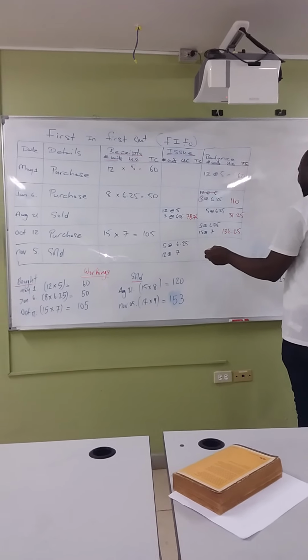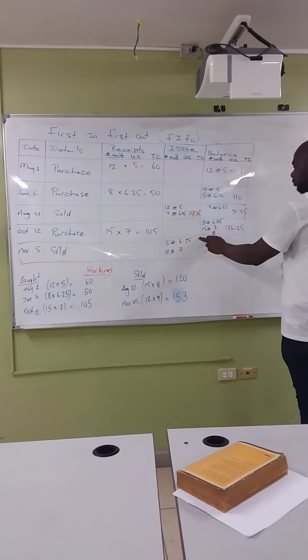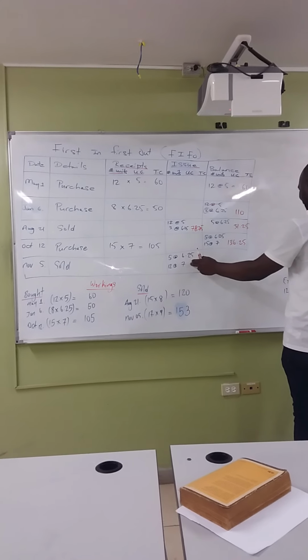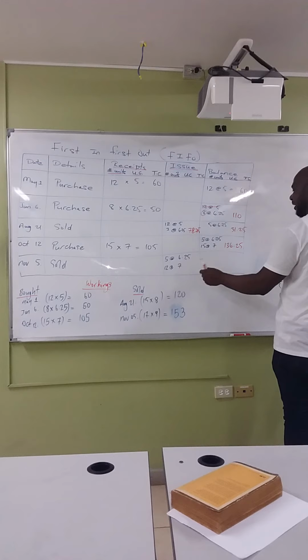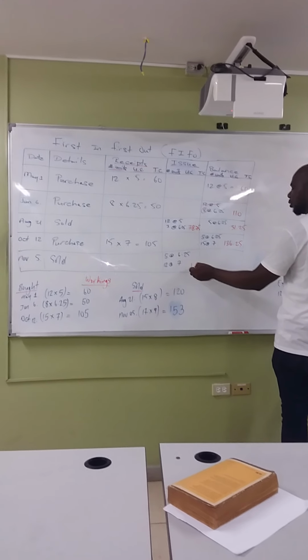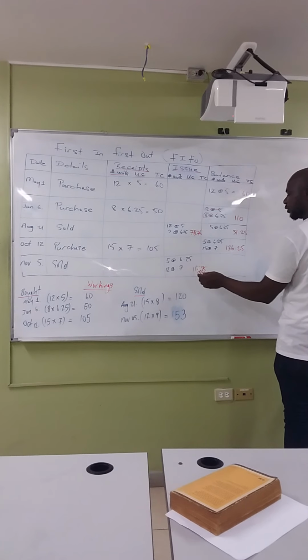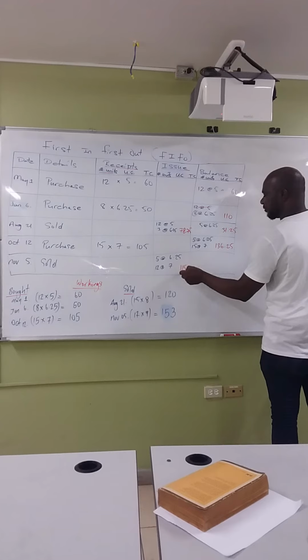Now 5 at 6.25 would give you 31.25, whereas 12 at 7 would have given you 84. When you add the 31.25 and the 84, it would have given you a total of 115.25.